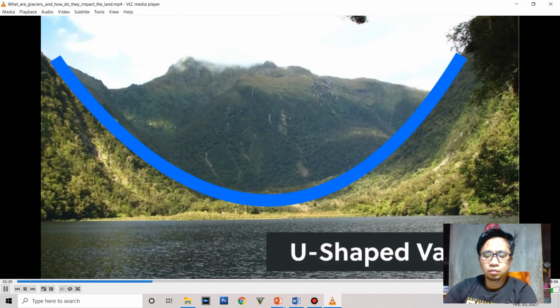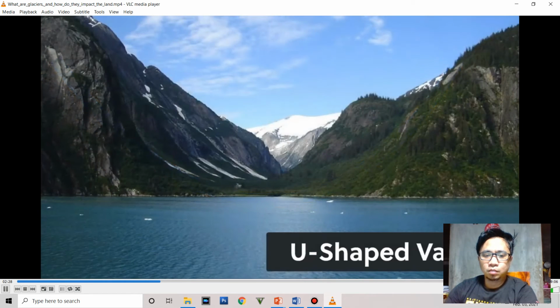We can infer that this valley was formed by glaciation at some point in the past, and that inference is based on the general shape of the valley. Here's another U-shaped valley.